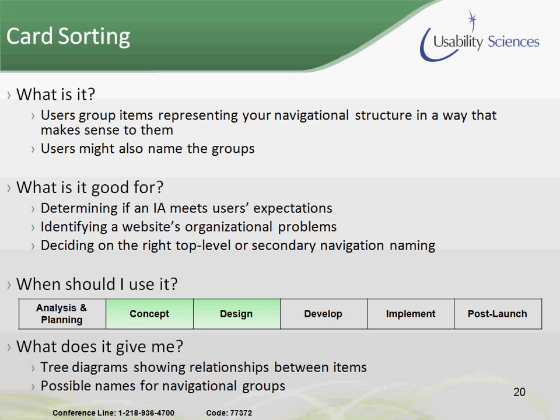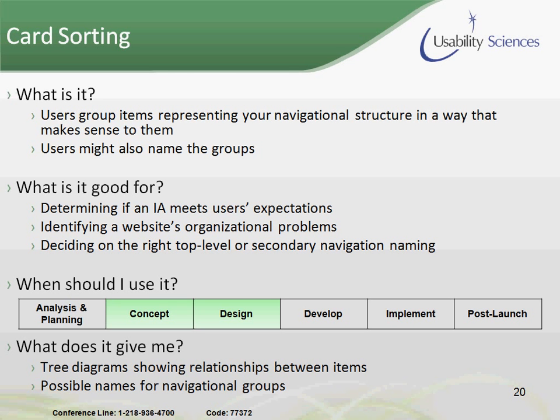So when should I use this? This is done in the first half of the UCD process during the concept or design phase. You want to have enough time to make changes to your design before you get it into coding and developing, but you want to have enough there that there is something for your users to actually be grouping. So what does this give me? It gives me tree diagrams showing relationships between items and where there are strong relationships and where there are weak relationships. And then it gives me possible names for navigational groups if that's how you intend to work it.